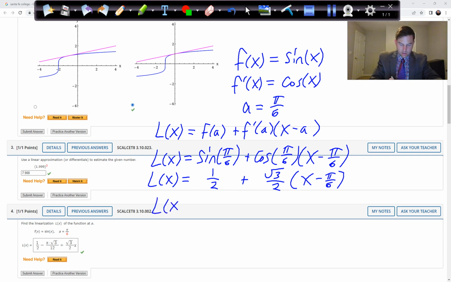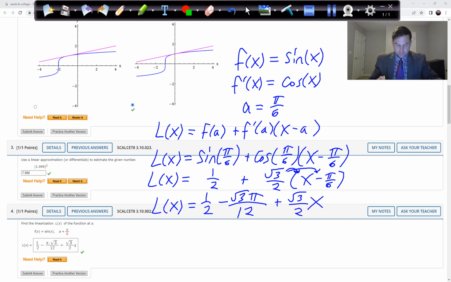So L of x would be 1/2, distribute this root 3 over 2. It's going to be minus root 3 pi over 12. So when I distribute root 3 over 2 into pi over 6, the root 3 and pi just go next to each other. They can't combine. But the 2 times the 6 can become 12. Then we have plus root 3 over 2x. And I guess I didn't combine any of these. We just wrote it exactly like that.